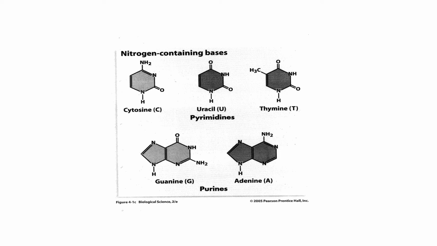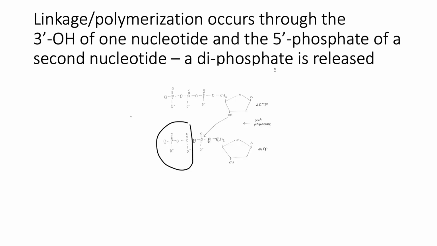Now these nucleotides link together. I'm going to show you again one of my drawings, and the next one shows you how they link together. So I hope you can see that okay. What it says is the linkage, which is actually the polymerization, occurs through the 3' hydroxyl of one nucleotide. So let's look at the dCTP in the top. Again, the numbering, 1, 2, 3, that's the 3' hydroxyl. And the 5' phosphate of the second nucleotide.